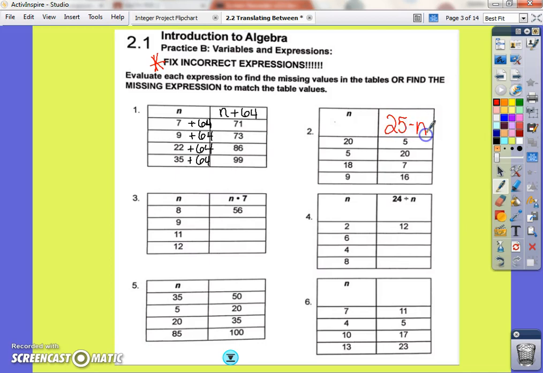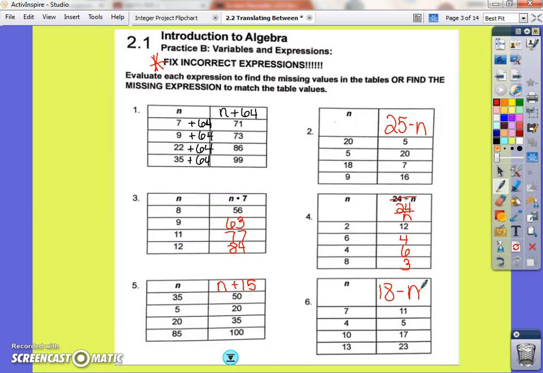Number 2 is 25 minus n. Number 3 is 63, 77, and 84 in here. Number 4, first of all, this needed to be fixed into 24 over n, and your values are 4, 6, and 3. Over here, your expression is n plus 15. And over here, 18 minus n. I hope you got them all right. If we have any questions, feel free to email me.